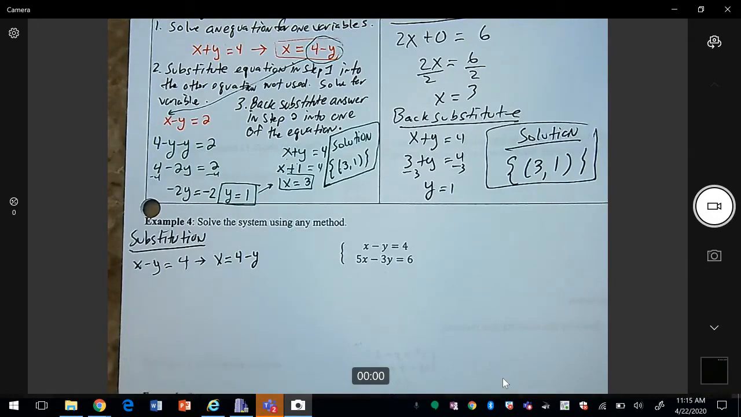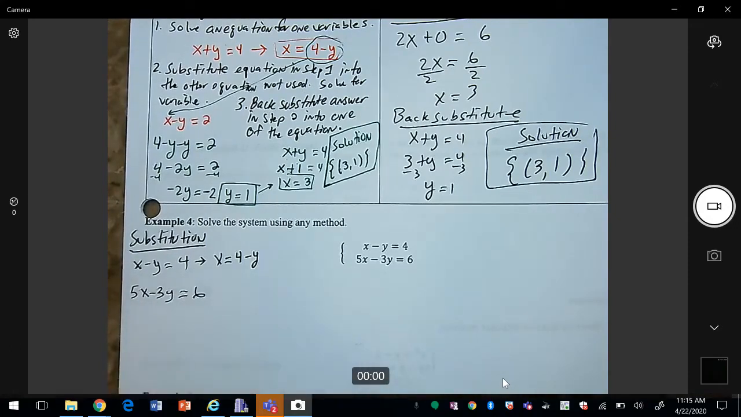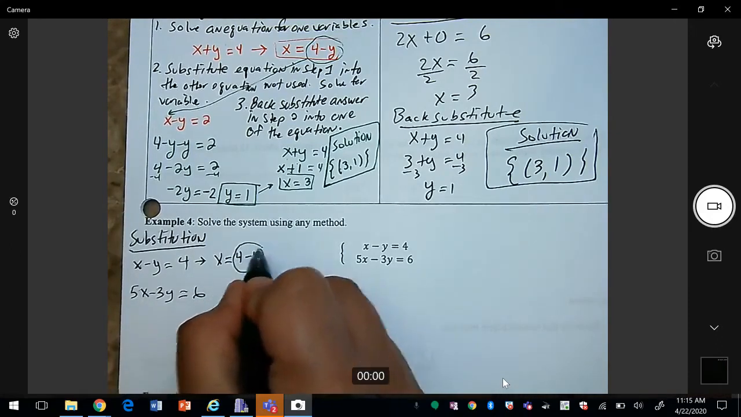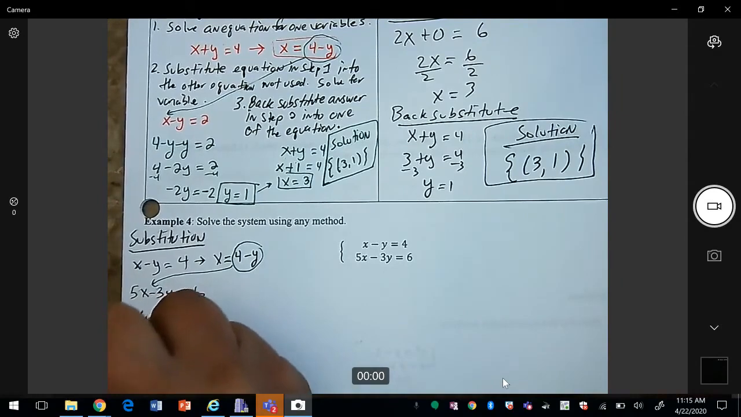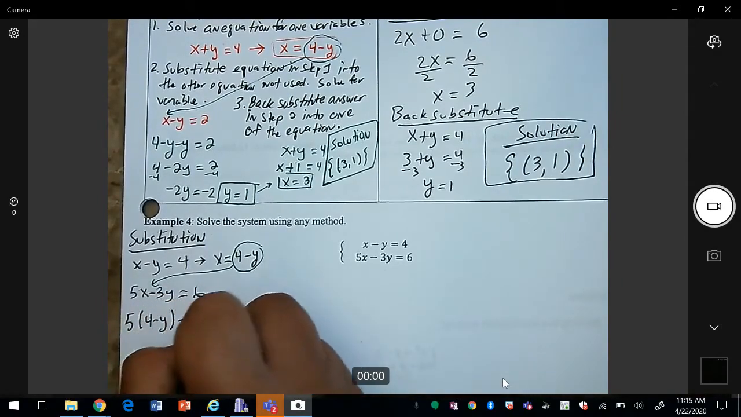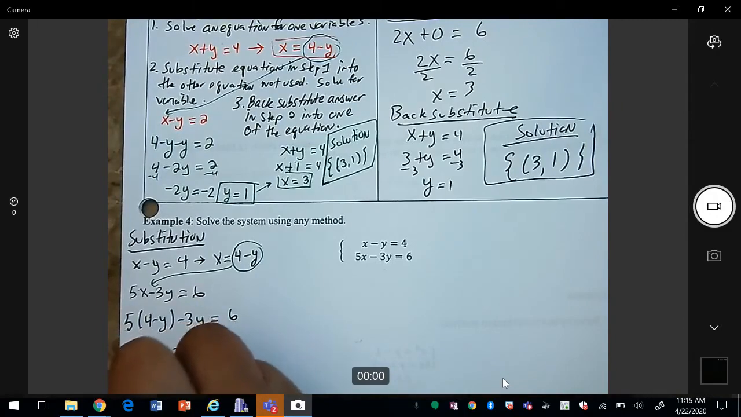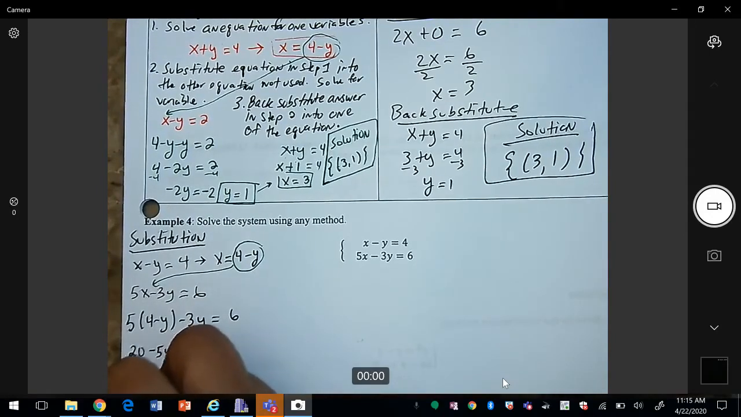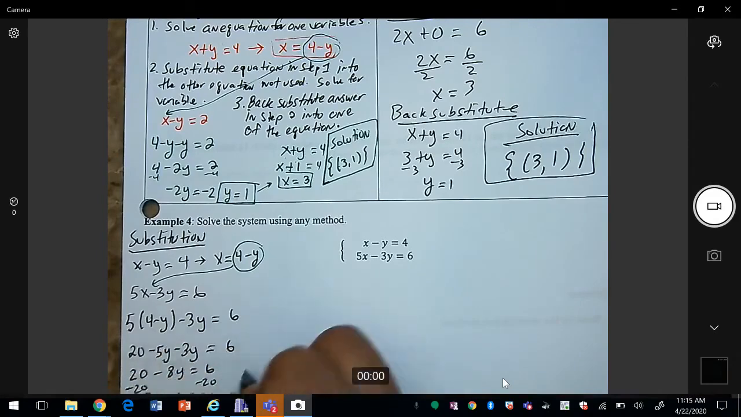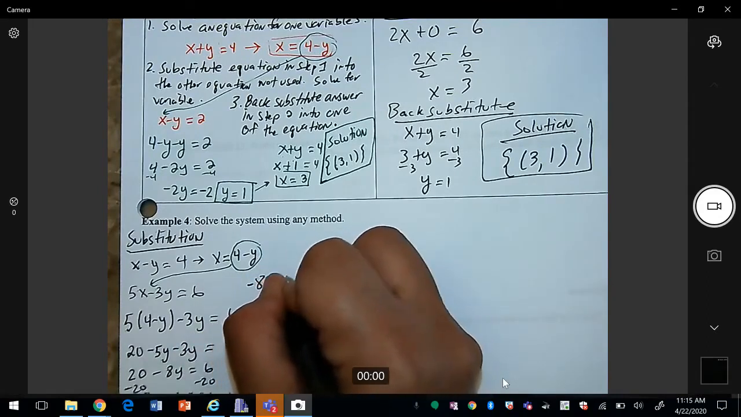Okay. So now the second equation is 5x minus 3y equals 6. And I already know that x is equal to 4 minus y. So I can substitute that in for x. So I get 5 times 4 is 20. 5 times y is negative 5y. Minus 3y equals 6.